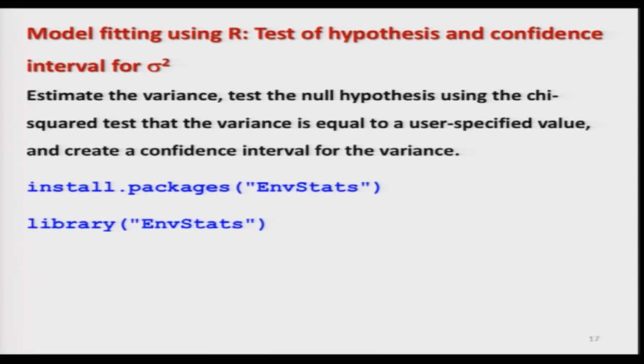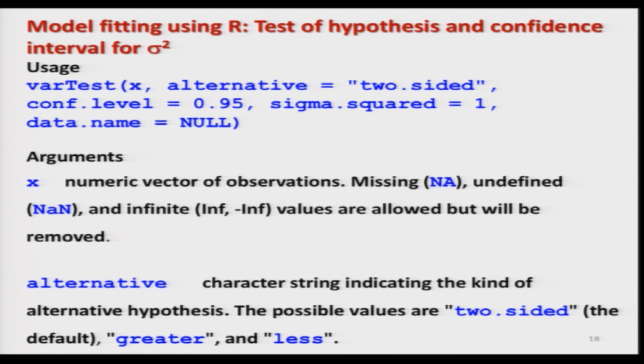In order to do the inferences for sigma square, to test the hypothesis and for the confidence interval, we need to install a package whose name is EnvStats. You have to keep a note that here the E and the S are in capital letters. You need to install this package and then load it, and then the command here is varTest, but again you have to be careful that the capital T is used.